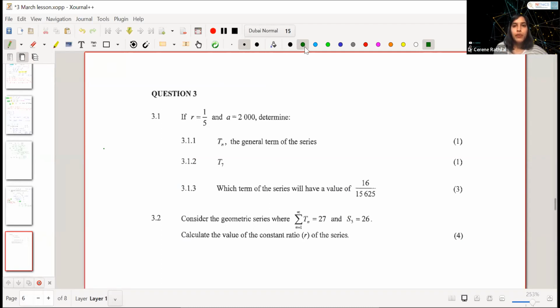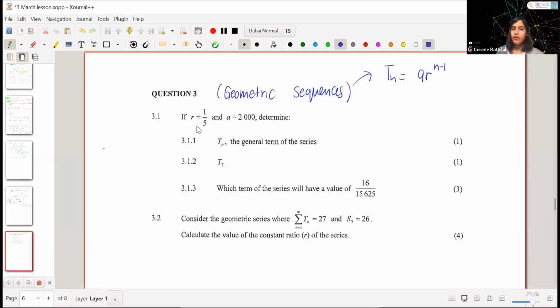So we know that this question here, even though they haven't mentioned it, but they should, is a question about geometric sequences. Okay, so we've got something about geometric sequences, and so we know that Tn is given by A times R raised to the power n minus 1. So that's exactly what we're going to use.